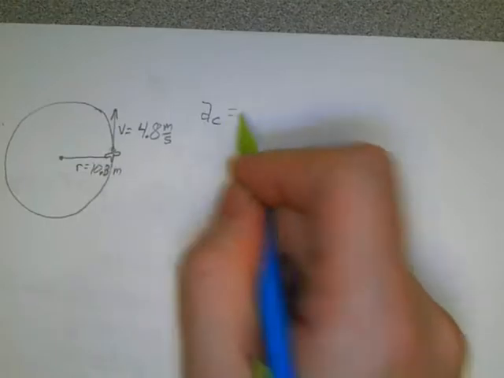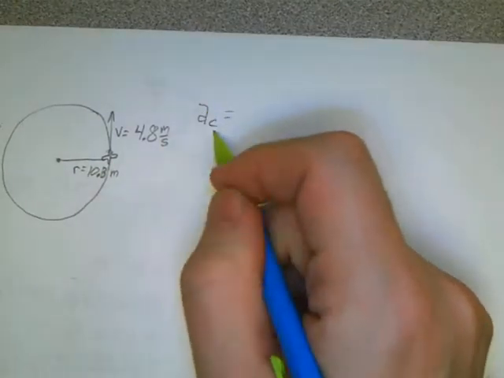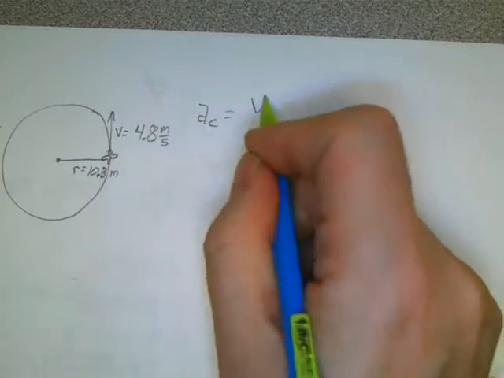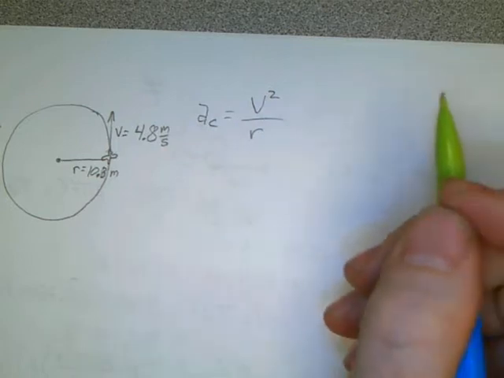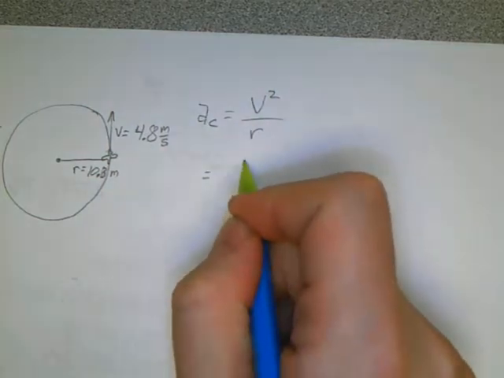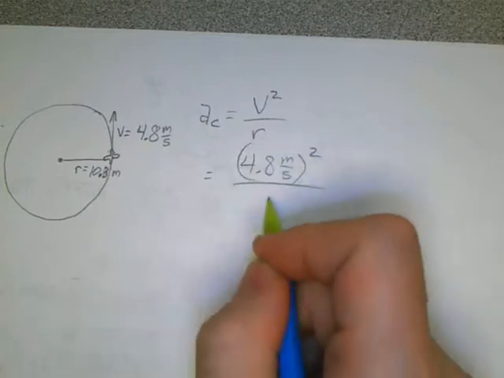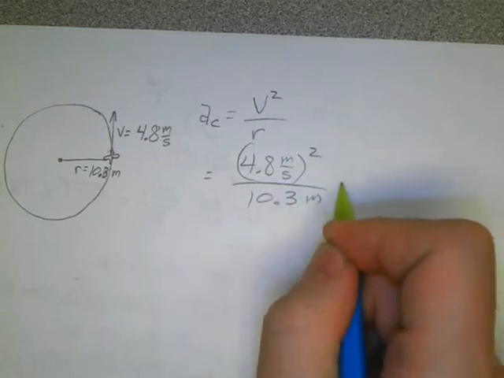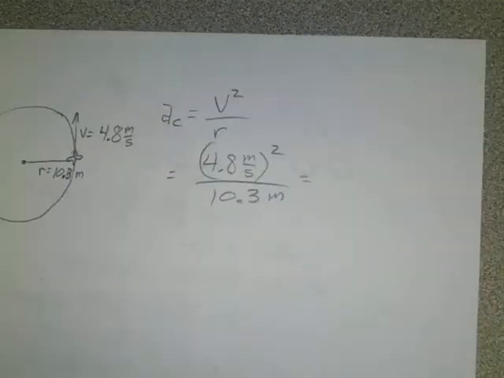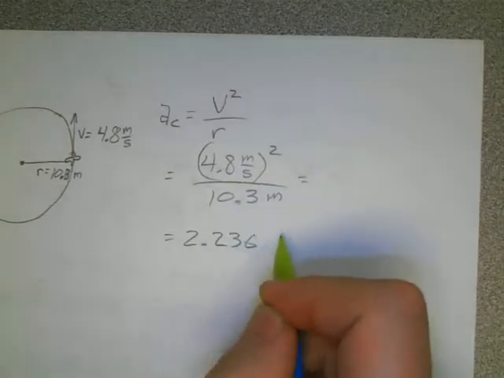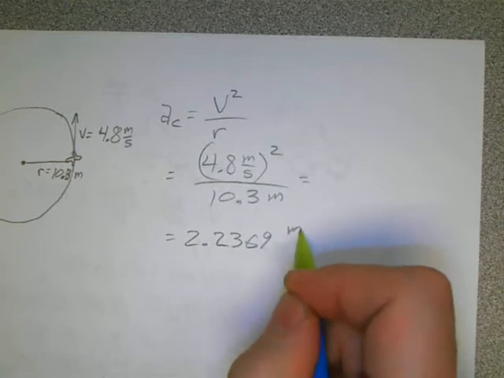So looking through my list of equations, the one that has centripetal acceleration and has velocity and radius would be v squared over r. So that would be 4.8 meters per second squared over 10.3 meters. 4.8 squared divided by 10.3 is 2.2369 meters per second squared.